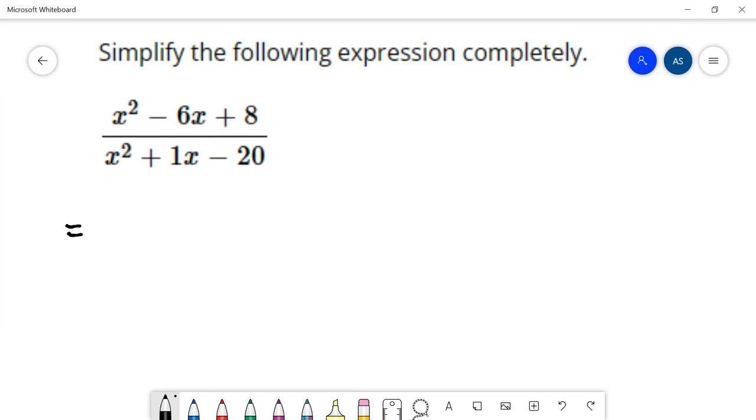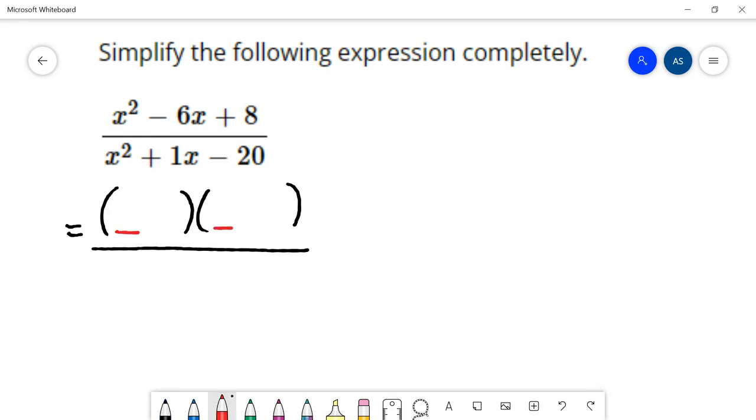So in the numerator, we have x squared minus 6x plus 8. And I have no greatest common factor. And I have 3 terms. And my leading coefficient is a 1. So this is going to be our simple factoring pattern. So I'm going to set up 2 binomials. And the numbers that go in the front need to multiply to be x squared. It's going to be x and x.